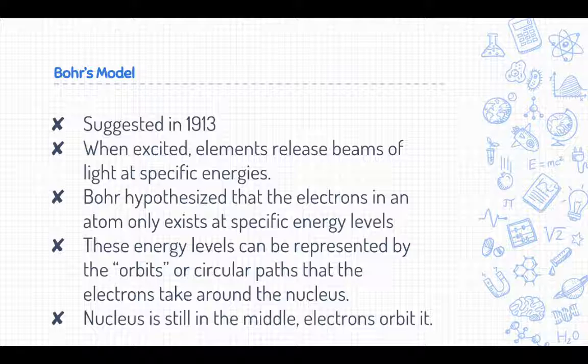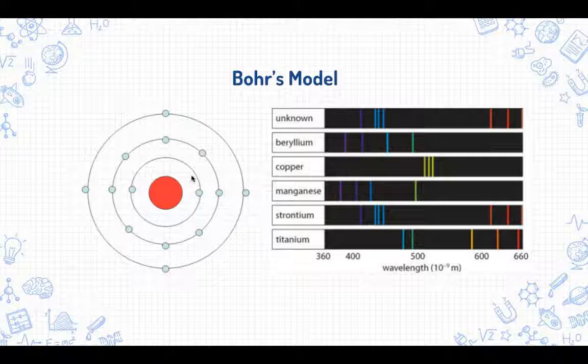That led Niels Bohr to the idea that those electrons in an atom only exist at specific energy levels. They don't just exist randomly. They have very specific energies associated with each of them. And those energy levels are represented by orbits, or circular paths, that the electrons would take around the nucleus. So it's the same idea kind of as Rutherford's model, but instead of electrons randomly throughout, they're going around in a circular path. These are some of the atomic emission spectra of different elements.